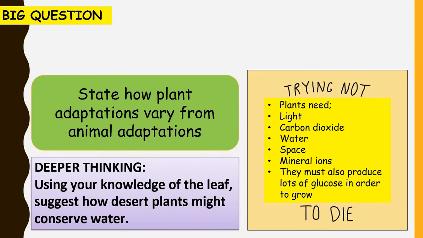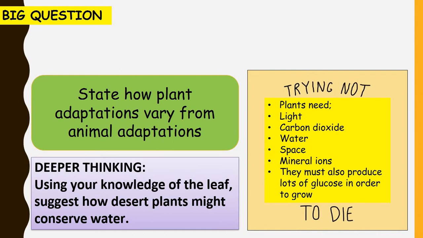So that's the key difference, really. Animals will gather their own food. They are consumers. They consume their food. Whereas plants are producers. They make their own food. So we can have a nice little cross link to the other topics there and think about, well, if plants are producers compared to animals being consumers, how are the adaptations going to vary?